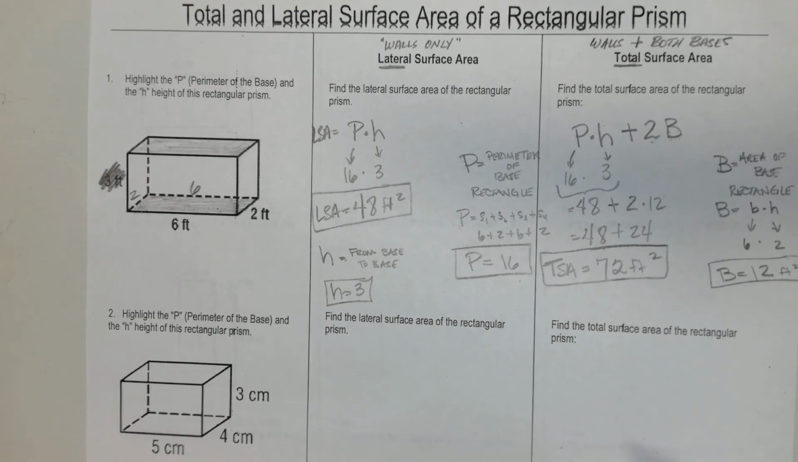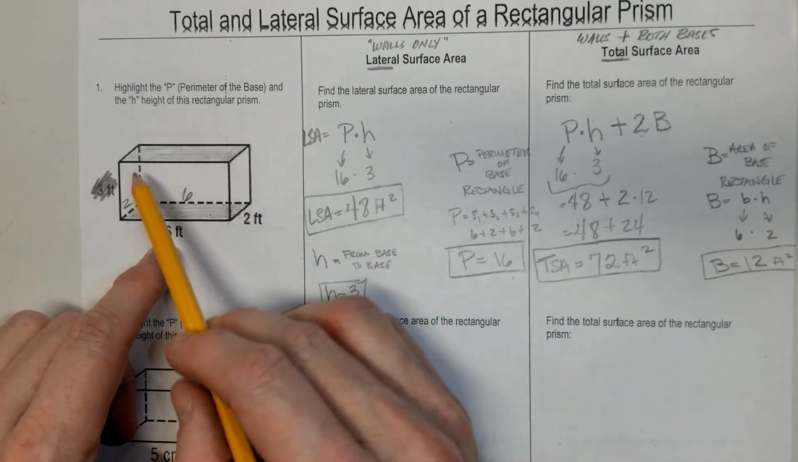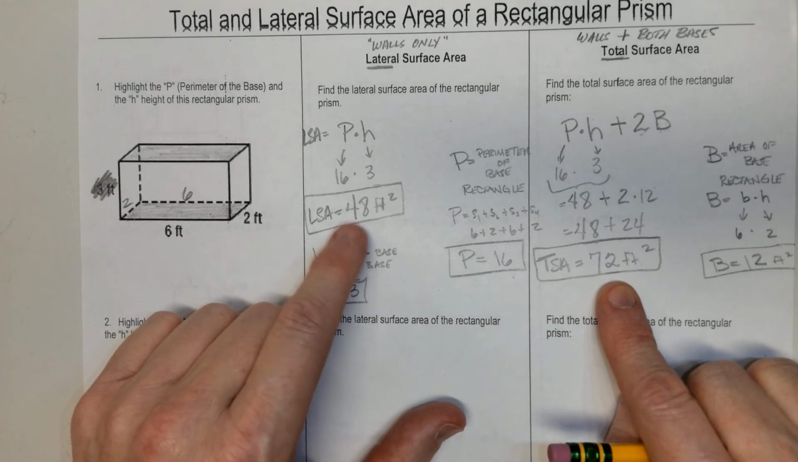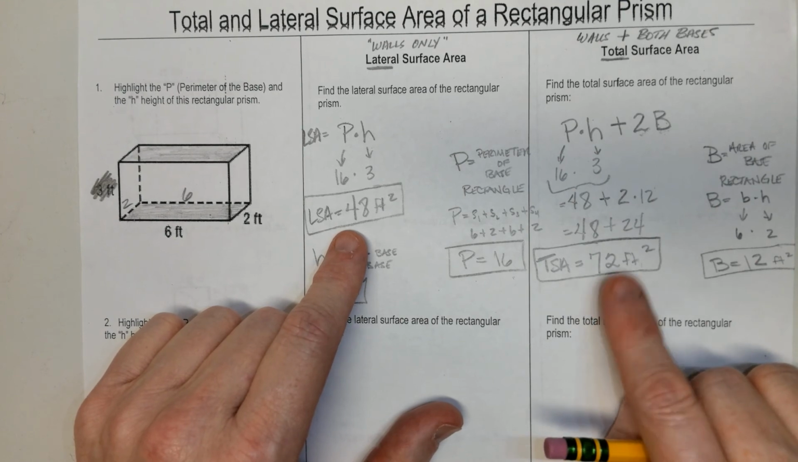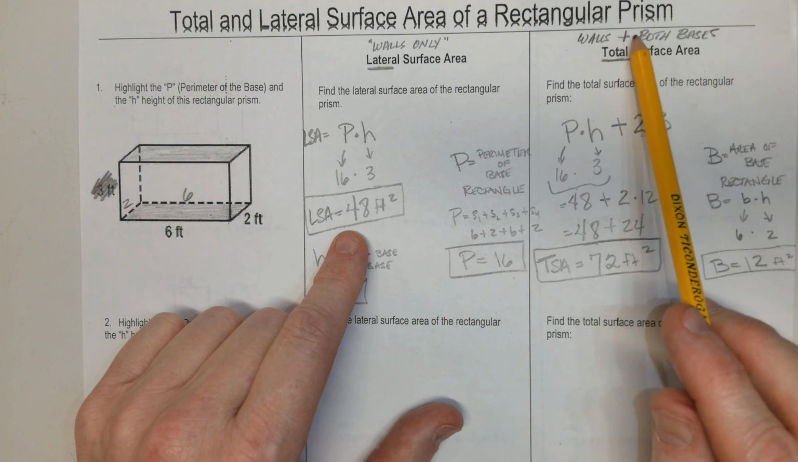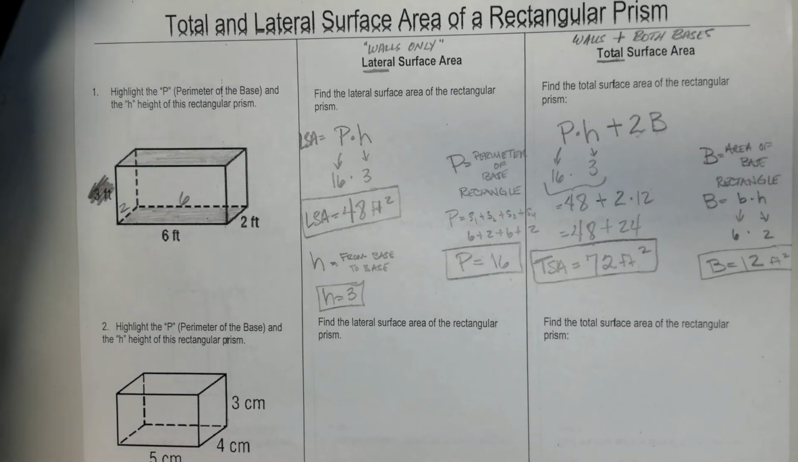Now, let's just think about this logically. If we only had the lateral surface area, the area of the 4 walls, and we added in the area of both bases, shouldn't this number always be bigger than this number? Yeah, absolutely, because total includes both bases, which is what we started with up here. It's the walls plus the area of both bases. Raise your hand if you have any questions.